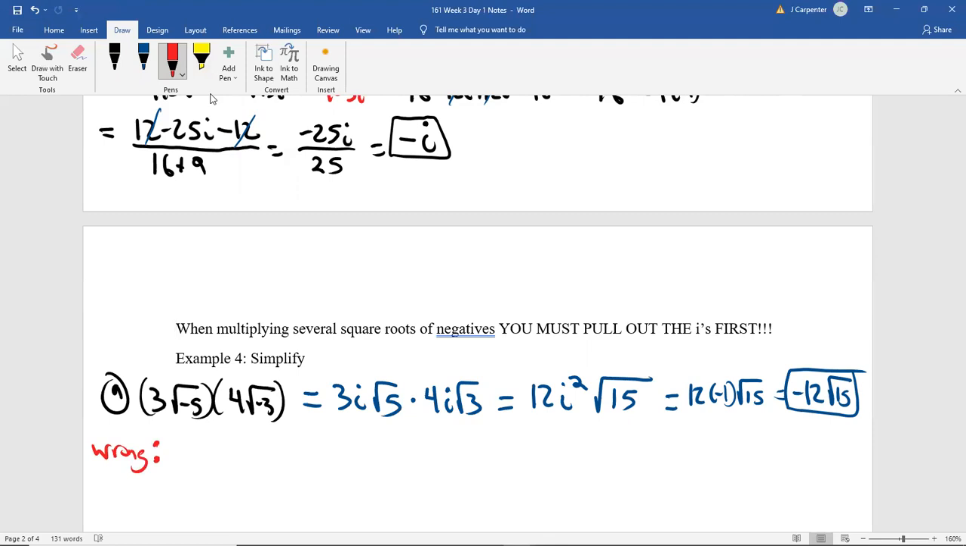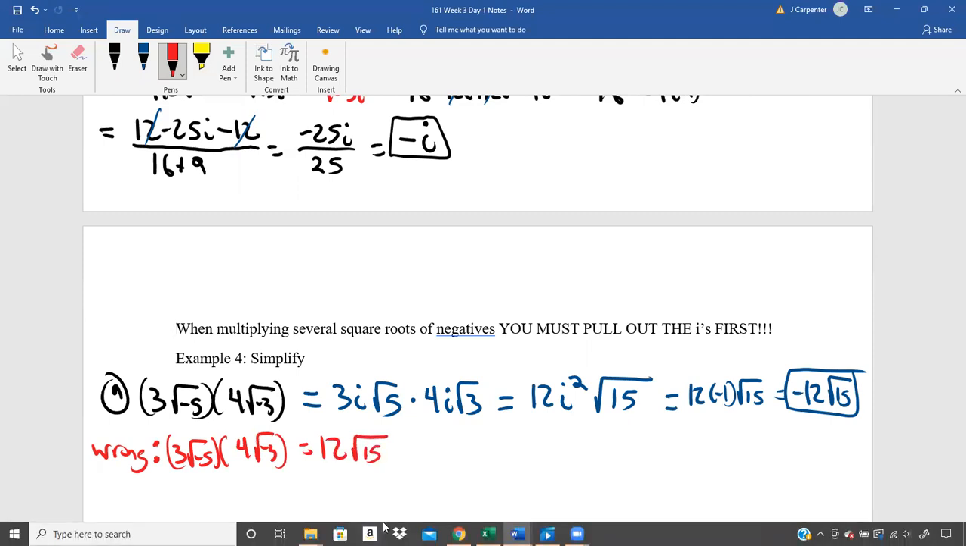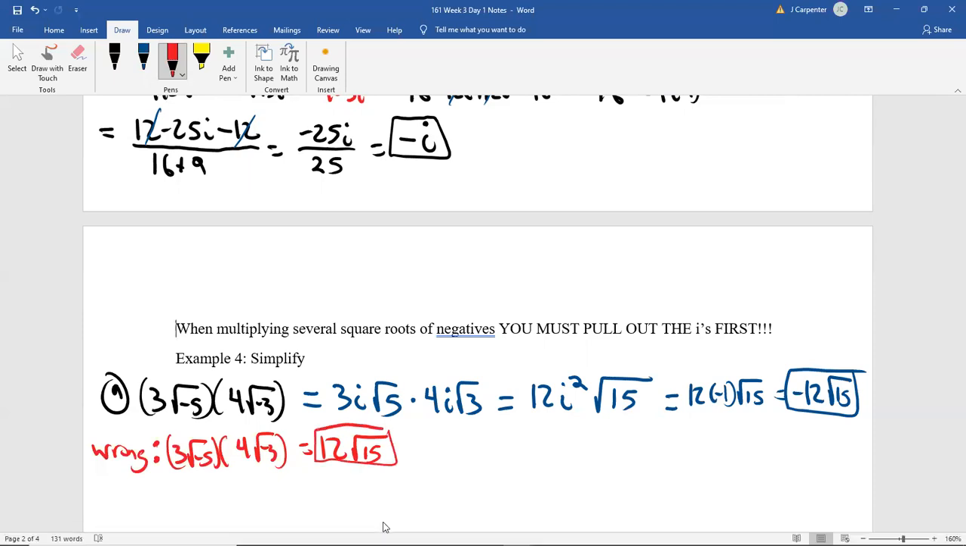I'm going to show you the wrong way. If you had done 3 square root of -5, and I won't erase this, times 4 square root of -3. If you had done the insides first, 3 times 4 is 12, -5 times -3 is positive 15. You would have gotten 12 square root of 15, and you would have boxed this up and shipped it out. But guess what? You're missing the negative. That's what happens if you don't pull out your i's first. You end up losing a factor of negative. You get the opposite of the correct answer. That's what happens if you do it in the wrong order. So please, please, please be careful.